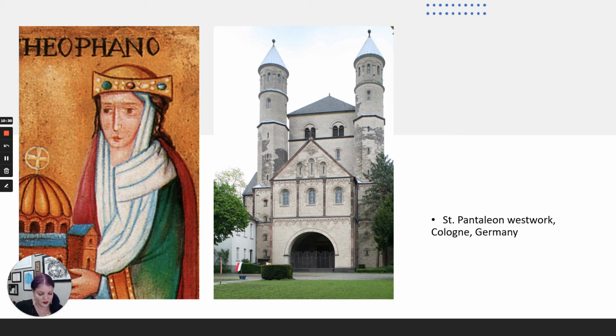Otto II dies 10 years after his marriage. His son Otto III is only 3 and becomes the king. But it's Theophanu who rules as regent, and this is Theophanu.